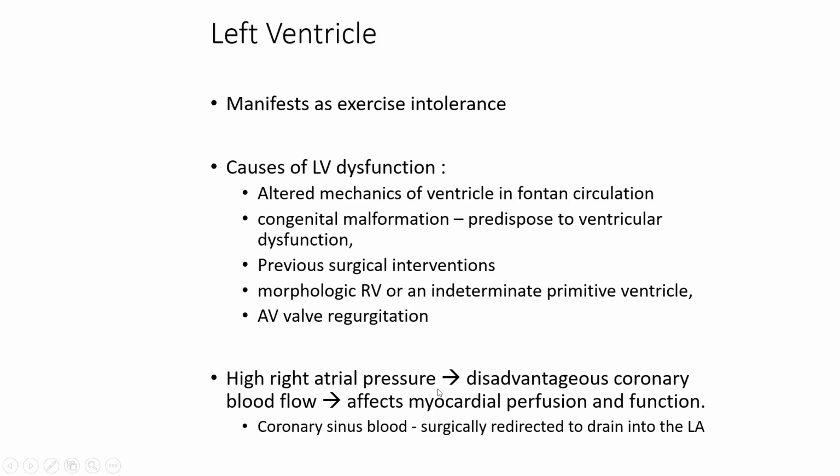And high right atrial pressure is disadvantageous to coronary blood flow, affecting the myocardial perfusion and function. And coronary sinus blood is redirected to drain into the LA. So some amount of venous blood still goes to the systemic circulation, meaning the arterial side. Coronary sinus blood is still draining into the LA.